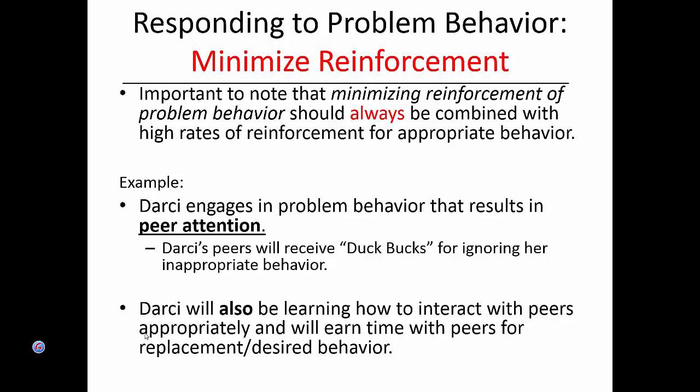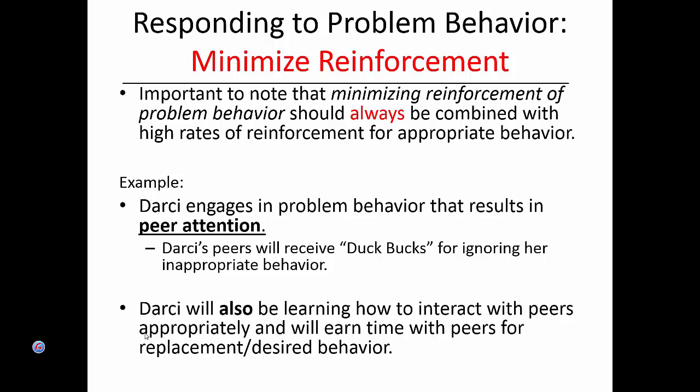So like in the example I just mentioned, we may encourage the peers to limit attention when the student's engaging in problem behavior, but if the student's engaging in appropriate behavior, we want to encourage the peers to actually make sure that they're giving attention and encouraging the behaviors that we would rather see, the desired behaviors. So here you can see that example. Darcy engages in problem behavior that results in peer attention. We might have to encourage Darcy's peers so they get duck bucks if they ignore her inappropriate behavior. And then equally, we want to encourage the peers to give lots of attention to Darcy when she's engaging in the appropriate behavior.